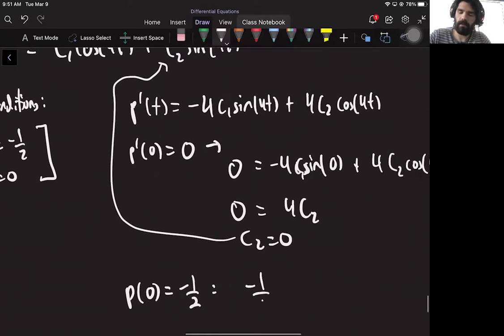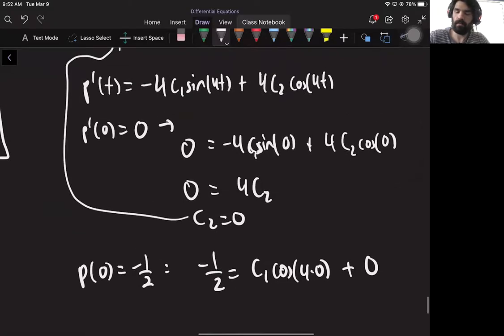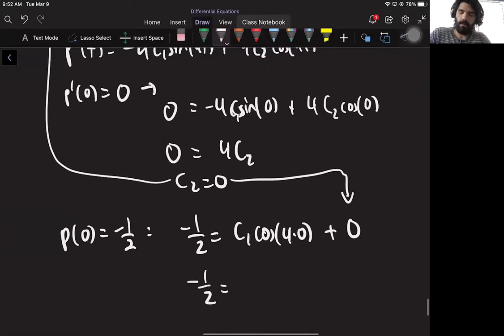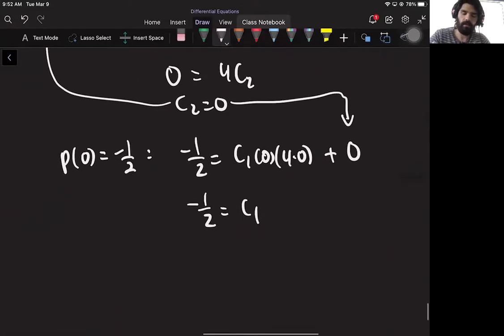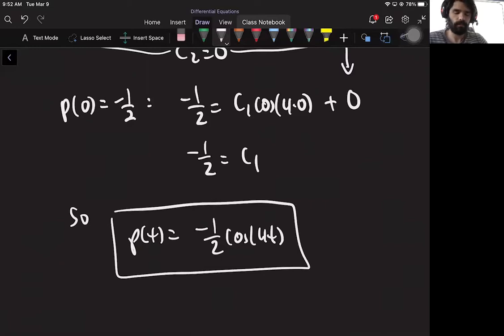So -1/2 equals C1 cosine of 4 times 0. This just becomes 0 now because of C2. And cosine of 0 is 1. So I get C1 equals -1/2. Plugging that back in, -1/2 cosine of 4t, and the sine part is 0. This is my function. So this solves part A.